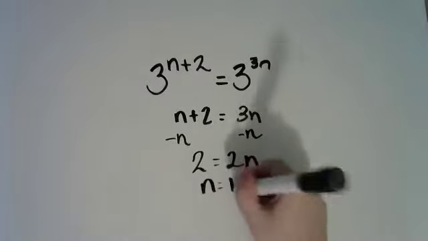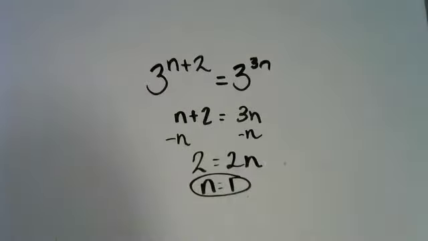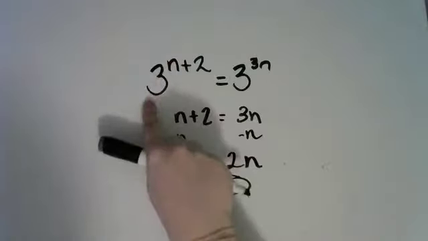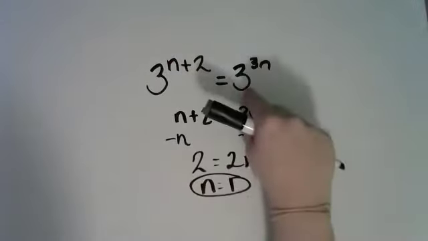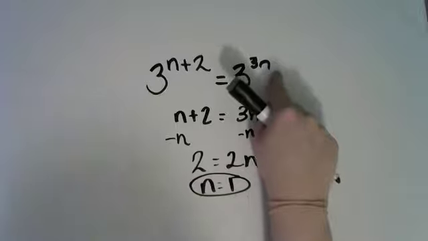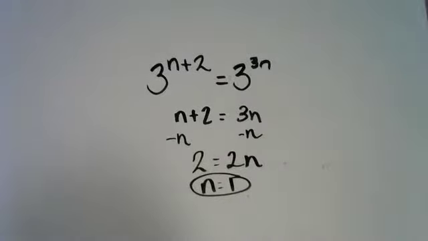So the answer to the first example is 1, and if you plug it back in, you get 3 to the 3rd power equals 3 to the 3rd power, which is a true equality, and therefore the solution checks out.